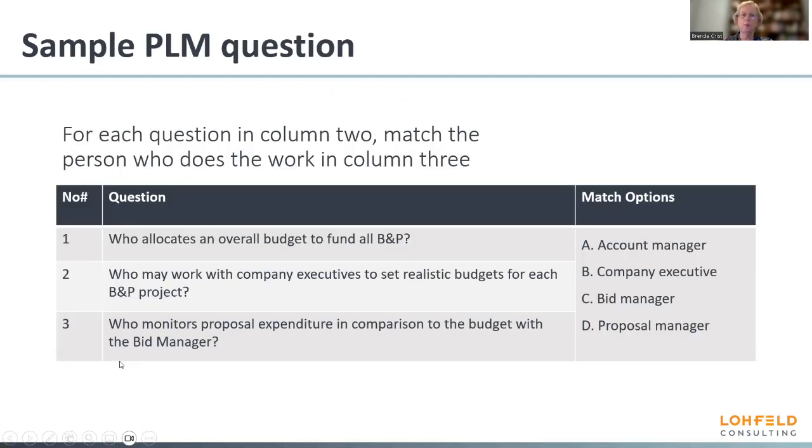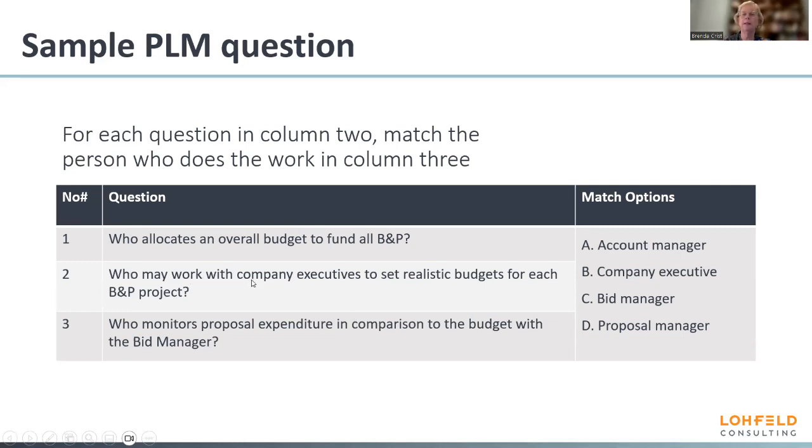So here's a sample PLM question. This question is for each question in column 2, match the person who does the work in column 3. So here's the question: who allocates an overall budget to fund B&P? Is it A, the account manager, B, the company executive, C, the bid manager, or D, the proposal manager? Okay, pick one. Let's go on to question 2.